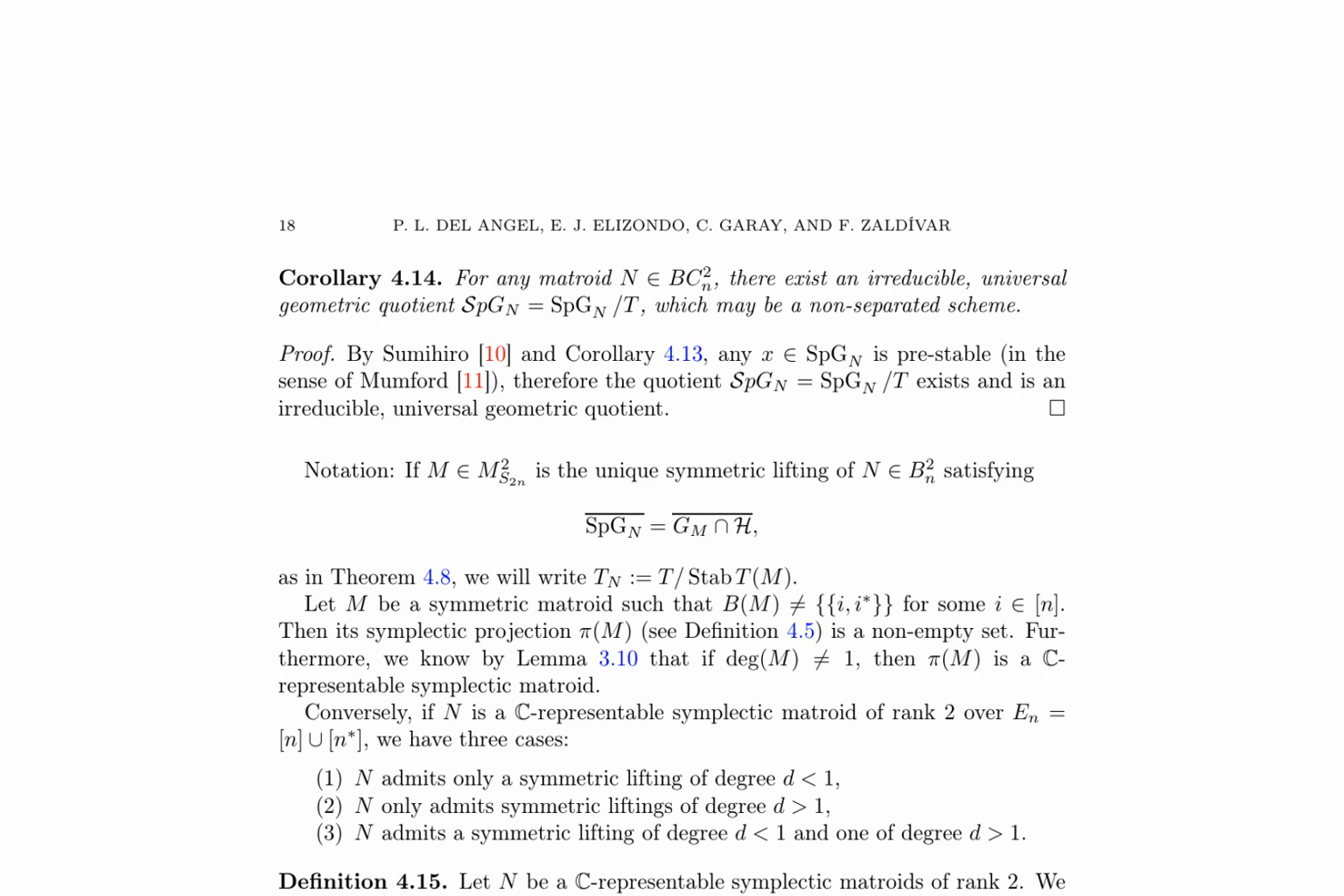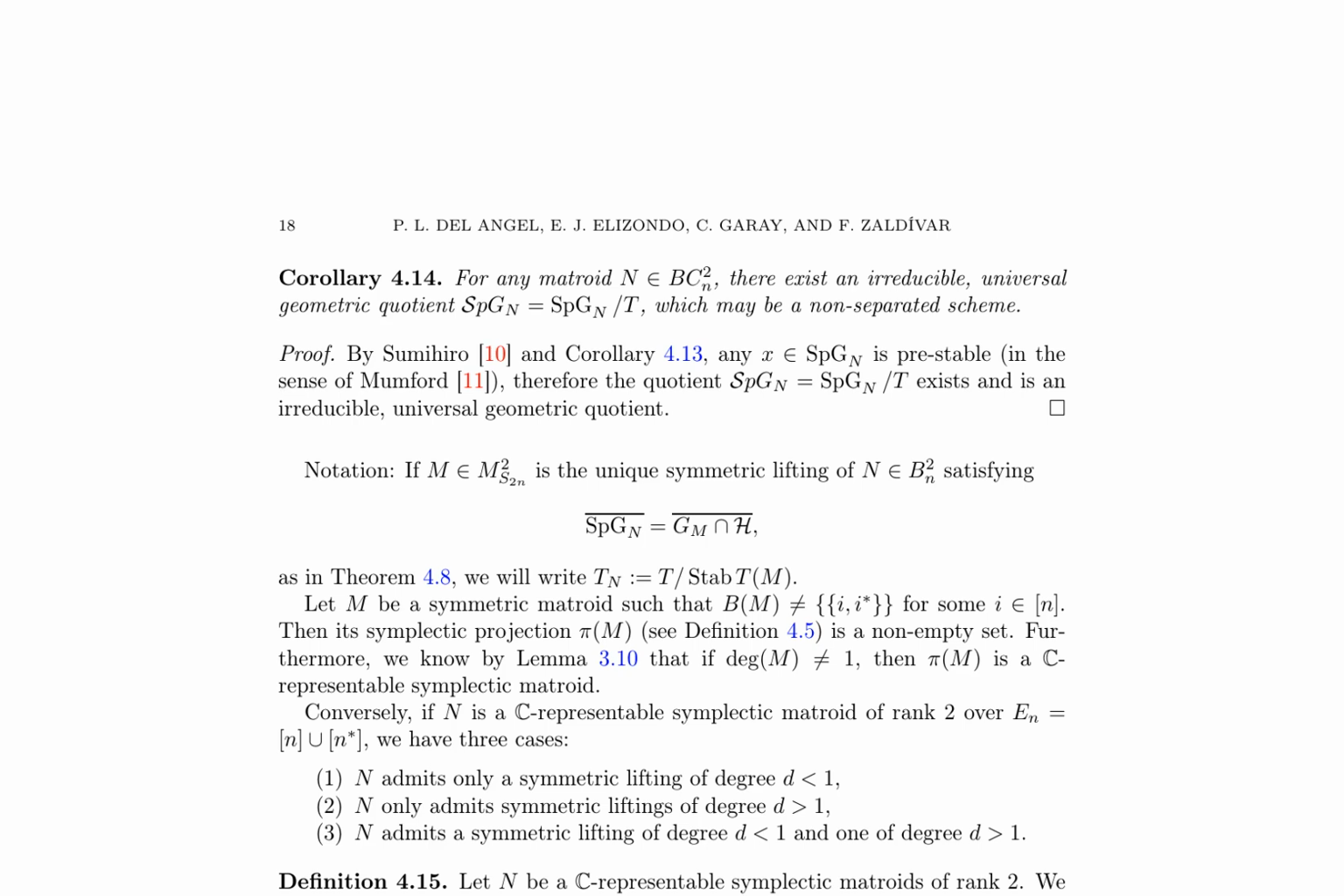In the context of representable symplectic matroids of rank 2, normal symmetric liftings play a crucial role. Corollary 4.14 establishes that for any matroid N in BC2N, there exists an irreducible, universal geometric quotient SPG_N equals SPG_N over T, which may be a non-separated scheme. This result is derived from Sumihiro, 10, and Corollary 4.13.